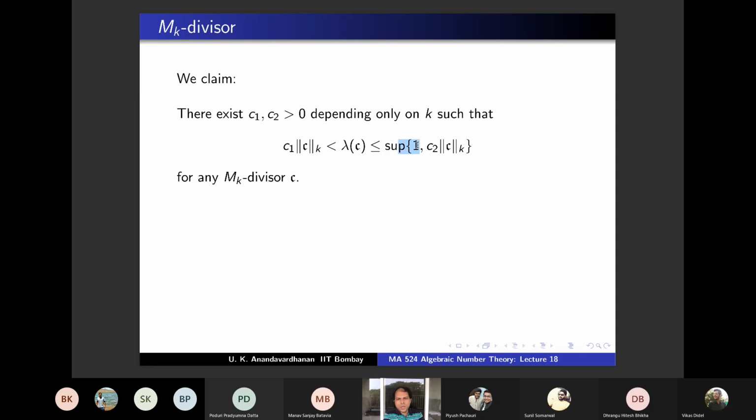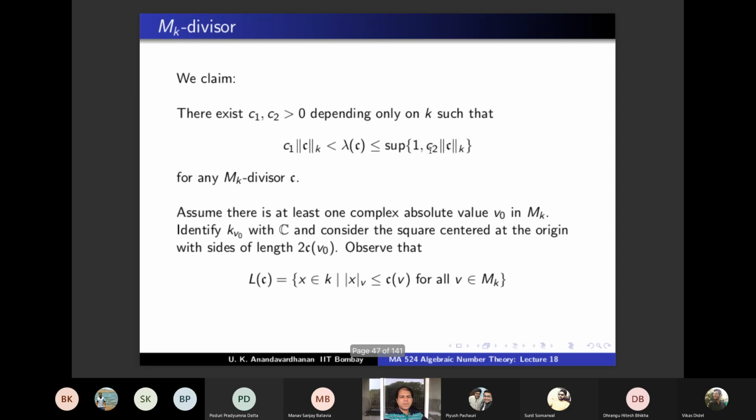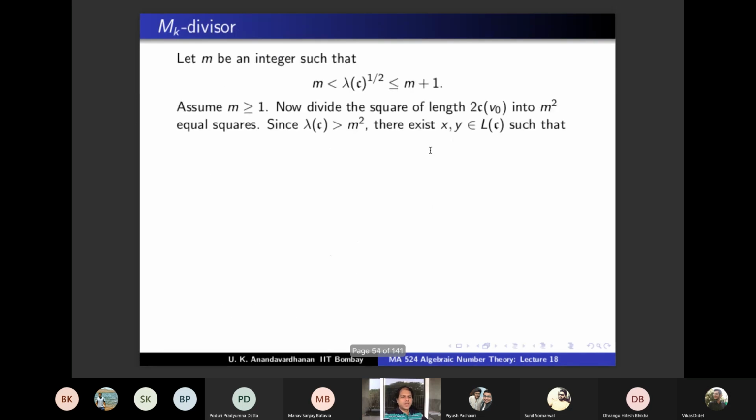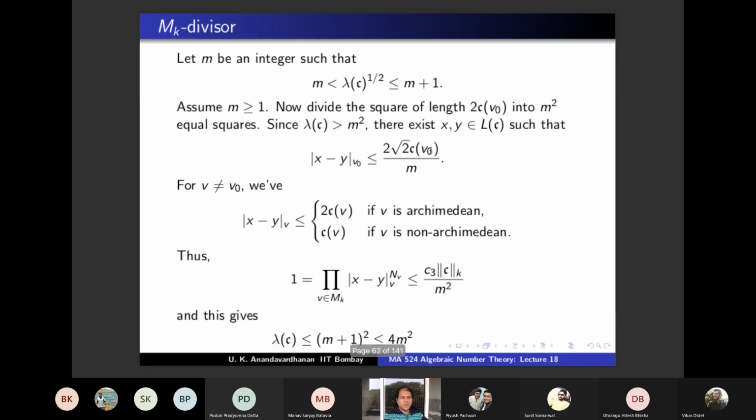Because if m is 0, then it is less than or equal to 1. Therefore, you can assume m is not 0, and then we proved that it is 4c3 times the size. 4c3 you call c2. That's a positive constant depending only on k. This was under the assumption that there is at least one complex absolute value.